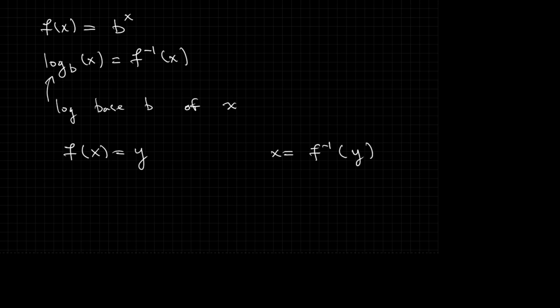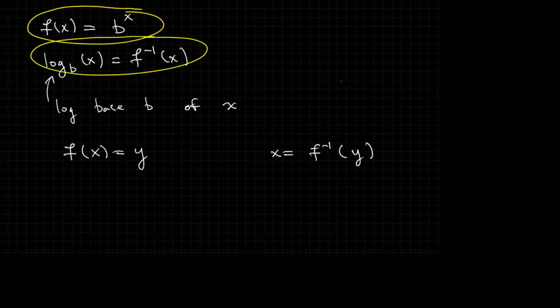And I want to write this out using the fact that f of x is b to the x and log base b of x is f inverse of x. So f of x is b to the x, so b to the x will be equal to y. And if that is true, then x will be f inverse of y, and f inverse of something is log base b of something. So log base b of y.